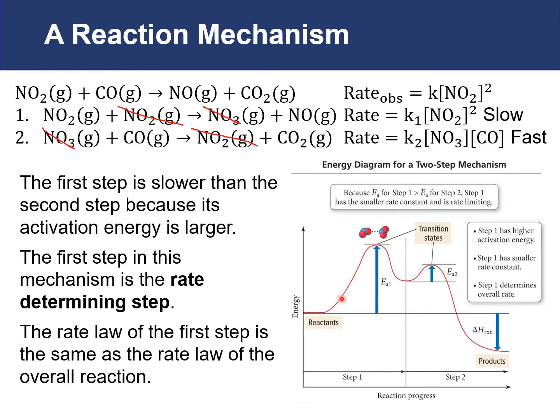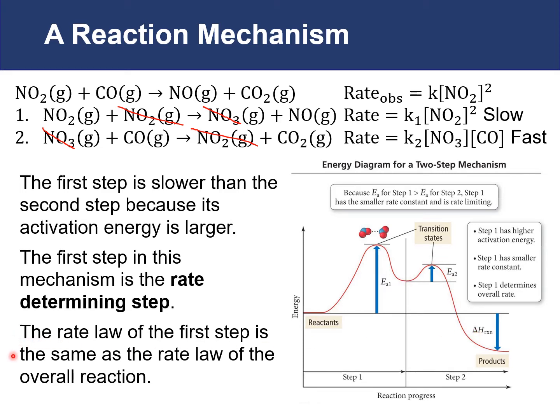In order to get over this barrier, you need sufficient energy. If you have enough energy to make it over this barrier, then in general you have enough energy to make it over the next barrier. So the first step is the rate determining step. Once you get over the first one, you can easily get over the second one.